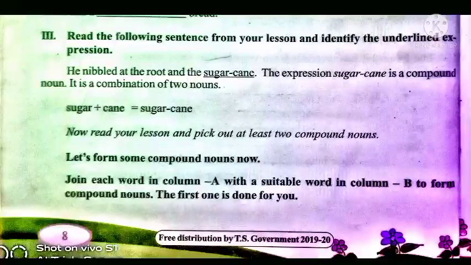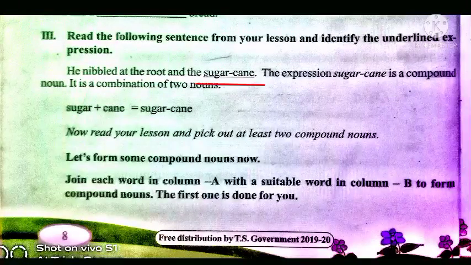Here is the expression for you. He nibbled at the root and the sugar cane. Here the word sugarcane is underlined. The expression sugarcane is a compound noun. It is a combination of two nouns. So before going to this, first of all you have to know about what is a compound noun.